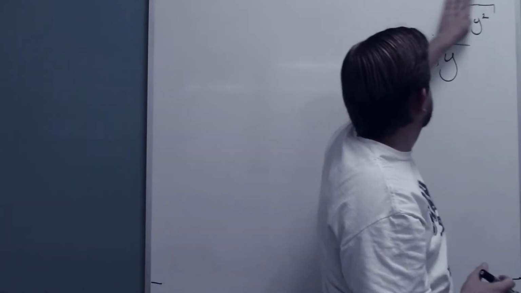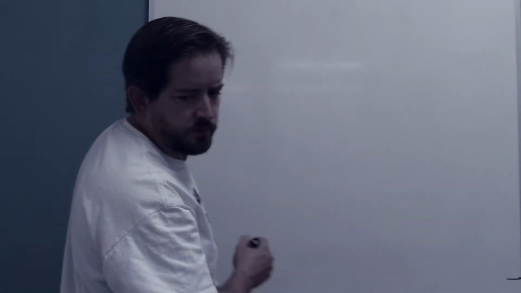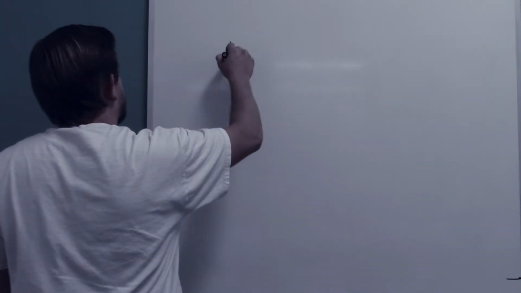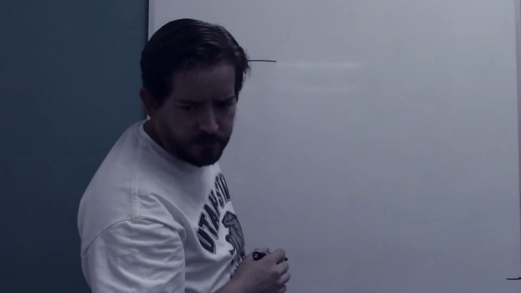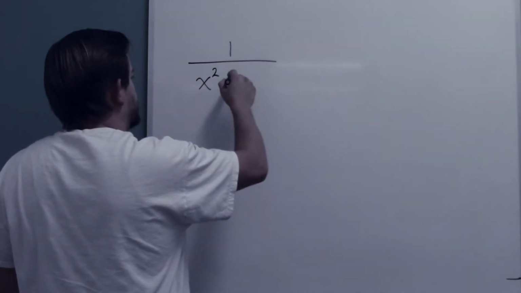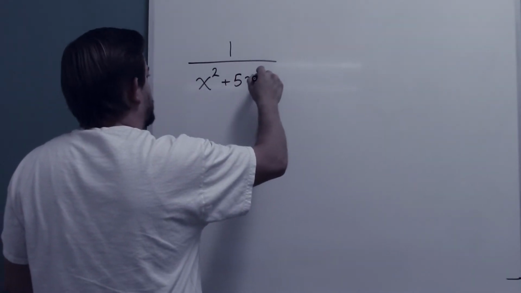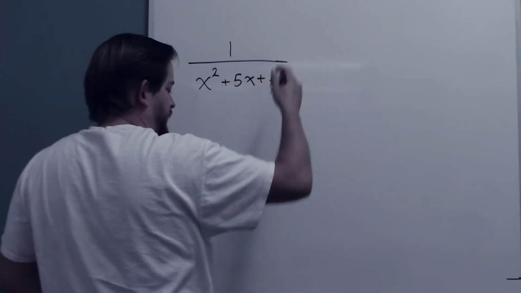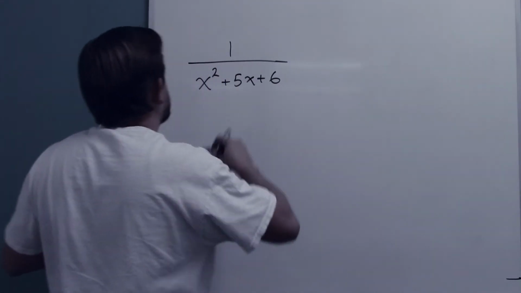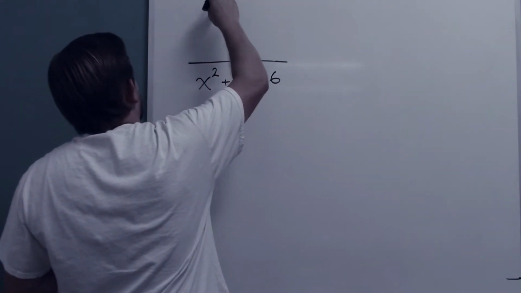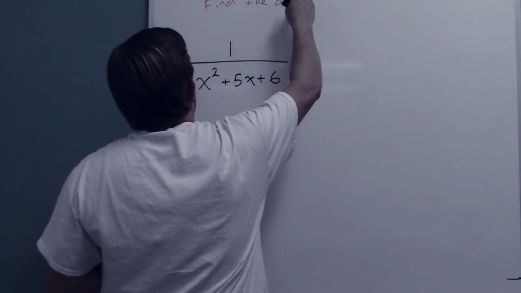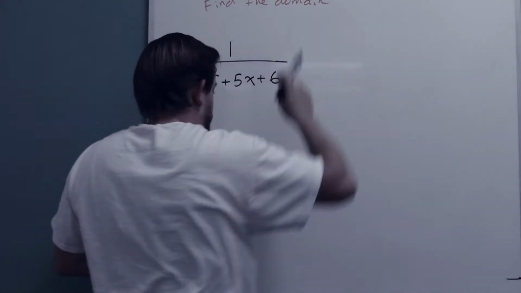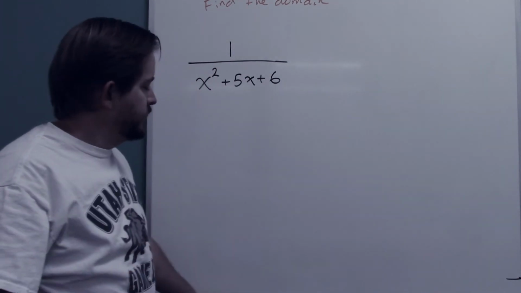Good. Let's look at this one. I've got 1 over x squared plus 5x plus 6. And again, I'm assuming here that the instructions are to find the domain, because that's what I would ask for this expression.